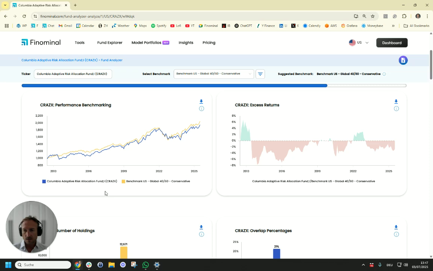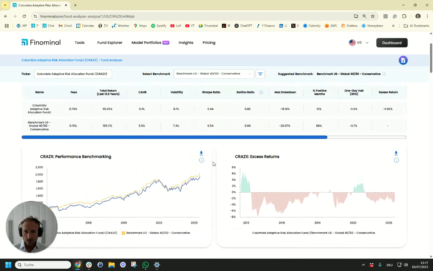And we do see roughly that this fund exhibited the same trends as this benchmark index, but it underperformed. And now that's, of course, from a return perspective. And the goal of Colombia's product is to achieve higher risk-adjusted returns. So we can also look at the Sharpe ratio, where CRAZX generated 0.44 over the last 13 years, compared to 0.54 for the passive benchmark portfolio.